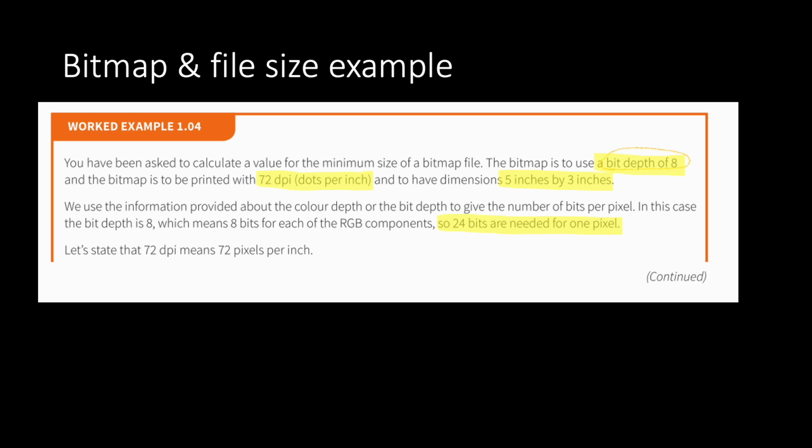So you have been asked to calculate a value for the minimum size of a bitmap file. The bitmap is to use a bit depth of 8, and the bitmap is to be printed with 70 dots per inch and to have a dimension of 5 inches by 3 inches. Basically, we use the information provided about the bit depths in the first 2 lines of the question. I'll give you 5 seconds to think about it.